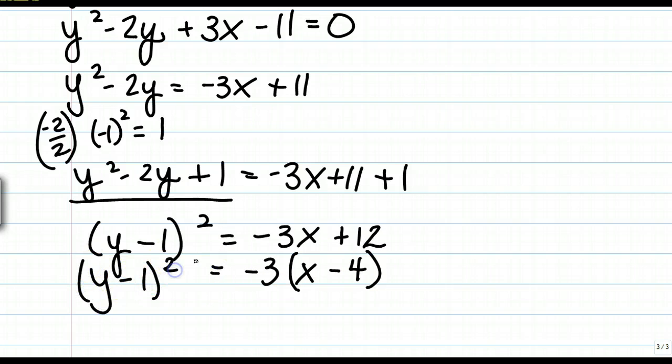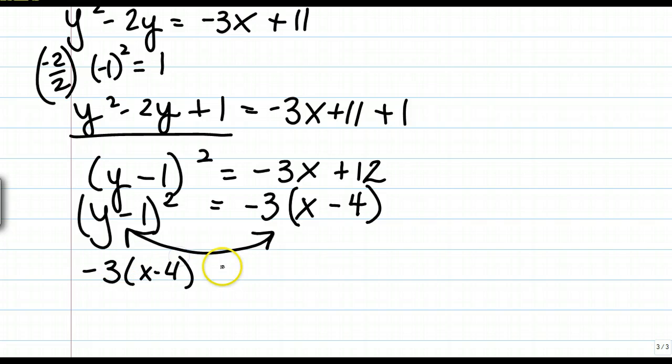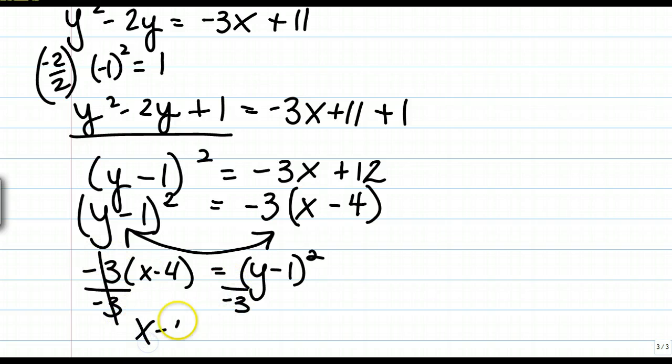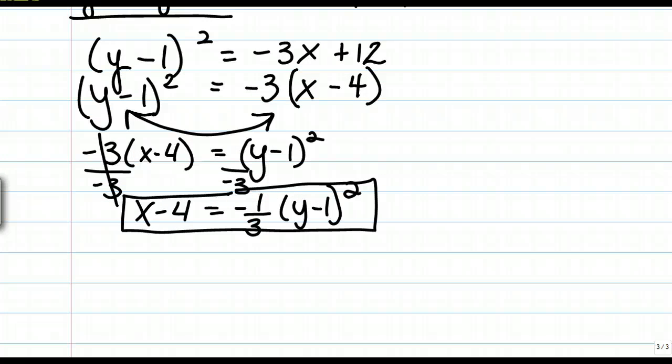And this almost looks like our equation, except we need to flip it around so that we have the y squared on the right. So I'm going to have negative 3 times x minus 4 equals y minus 1 squared. I'm going to divide by negative 3 because my a needs to be over here. x minus 4 equals negative 1/3 times y minus 1 squared. And this is the answer to your parabola in graphing form.